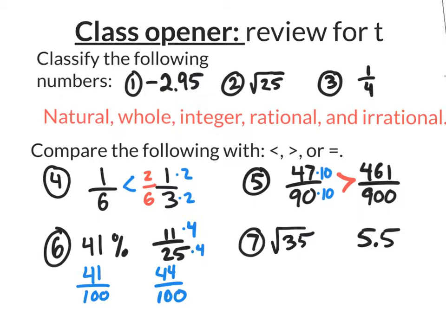Now that I have the common denominator of 100 on both fractions, I could compare the 41 with the 44. Which one's bigger? 44. The 44. So there's a less than symbol. 41% is less than 11 over 25. And last but not least, number 7, the square root of 35 compared to 5.5.